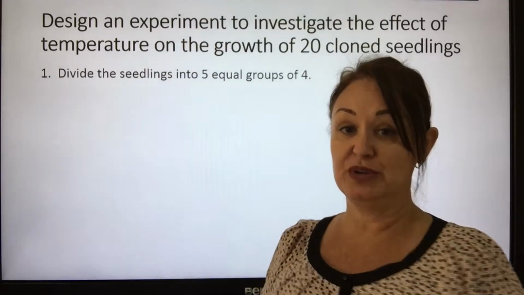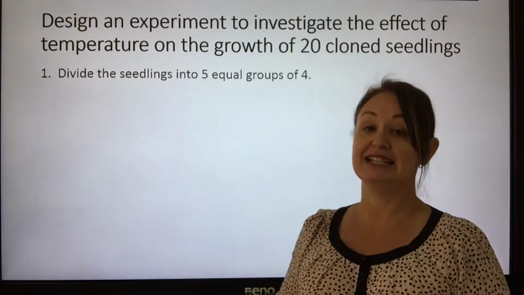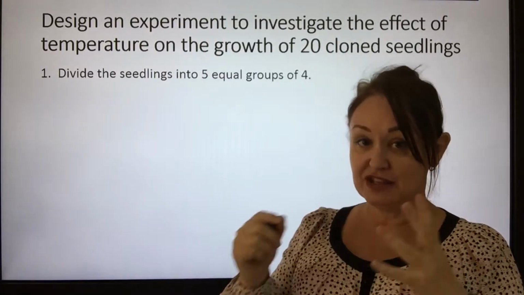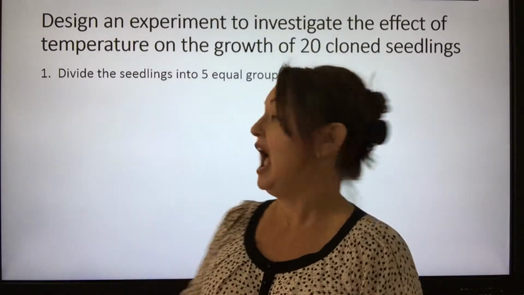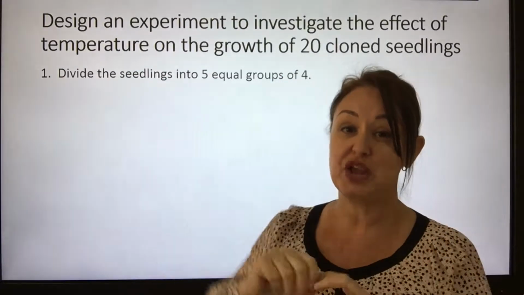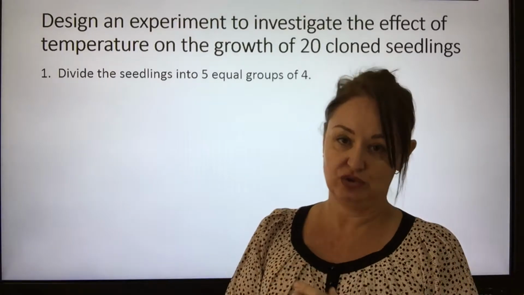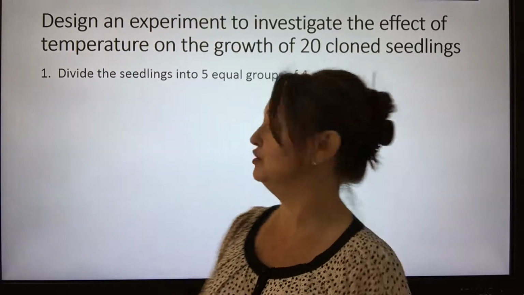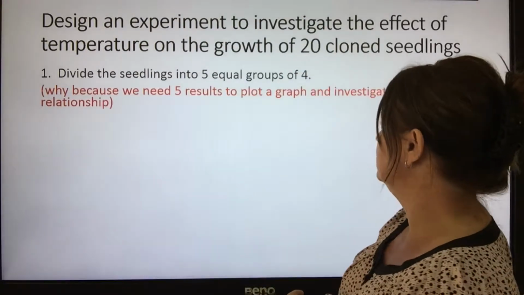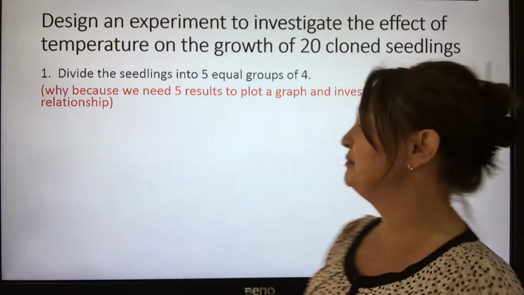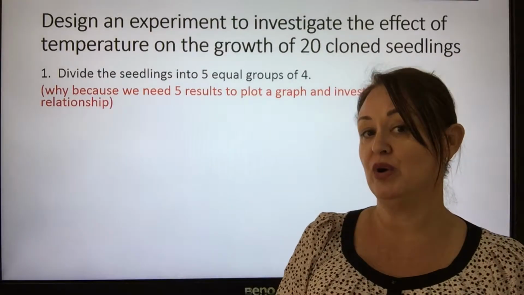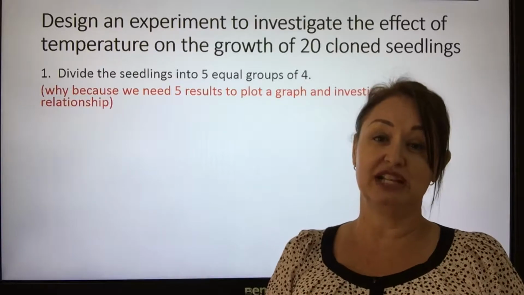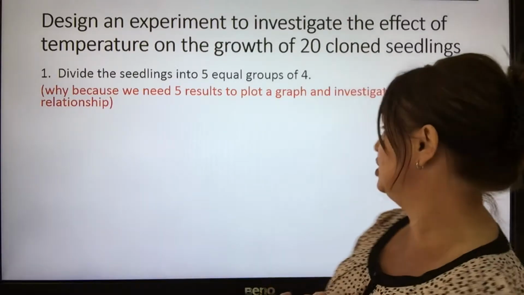Well, the first thing we're going to do is divide the seedlings into 5 equal groups. So that would mean that there's 4 seedlings in each group. And there's a reason why we're going to do that. Remember, with AQA, what they want to know is why you've chosen to do something. If you're using a particular instrument, why did you choose that instrument? What does it do for you? The reason why we're going to divide it into 5 equal groups is because to plot a graph, what we want is 5 data points, because only with 5 data points are we able to really spot a pattern or a relationship.